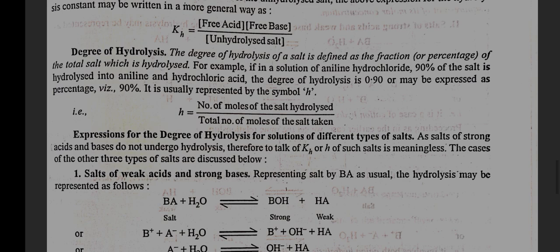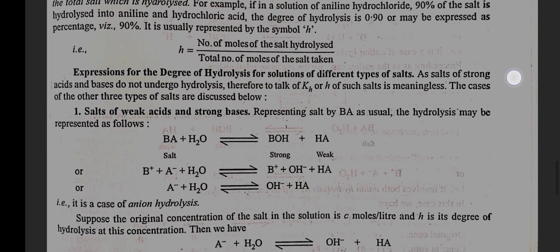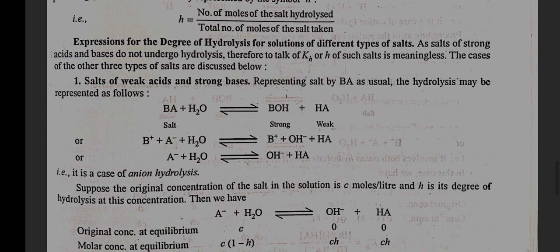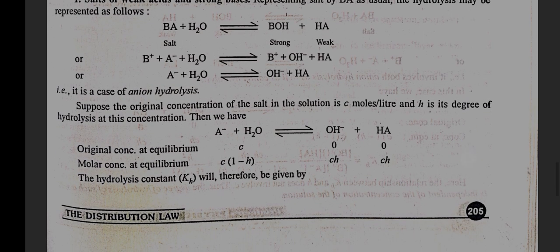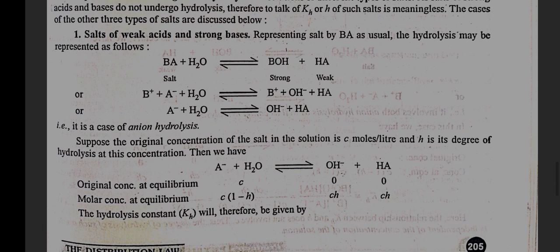h is equal to number of moles of the salt hydrolyzed divided by total number of moles of the salt taken. Expression for the degree of hydrolysis for solutions of different types of salts. As salts of strong acid and strong base do not undergo hydrolysis, to talk of KH or h of such salts is meaningless. The cases of the other three types of salts are discussed below. Salts of weak acid and strong base. Representing the salt by BA as usual, the hydrolysis may be represented as follows.